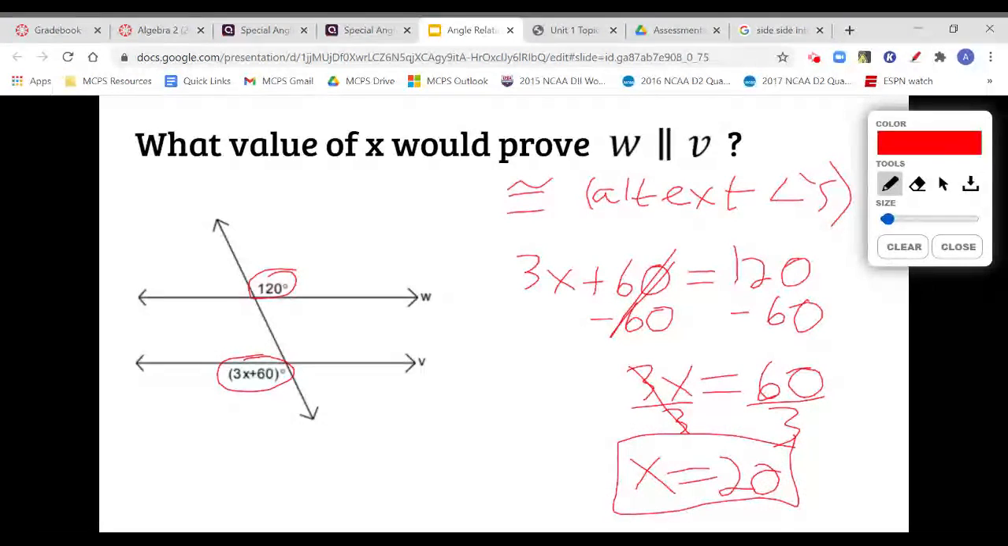So if x is equal to 20, that would prove that lines W and V are parallel to each other. Okay. And once again, for good measure, I think it's good practice to always double check our work. So I'm going to plug 20 in for x in this expression. If we multiply 3 times 20 plus 60, that simplifies to 60 plus 60, which does give us 120. So we do know that these two angles both happen to be 120 degrees with x as 20. So my answer here was, in fact, correct.